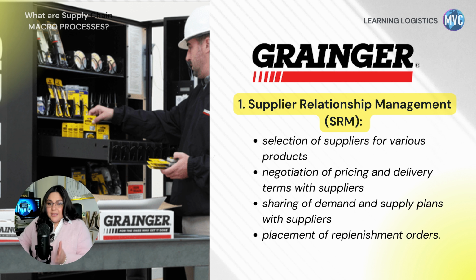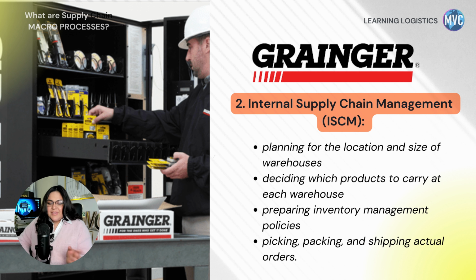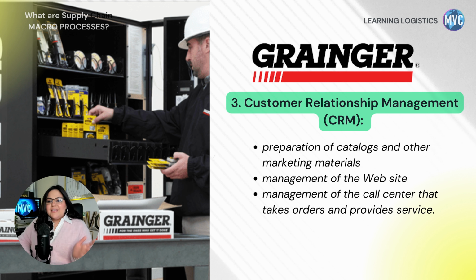Up next, we take a look at their internal supply chain management, or ISCM. The internal supply chain management processes include the planning for the location and sizes of warehouses, deciding which products to carry at each warehouse, preparing inventory management policies, and finally picking, packing, and actually shipping the orders out. All right. And finally, we look at their customer relationship management, or CRM. The customer relationship management for Grainger includes the preparation of catalogs and other marketing materials, management of their website, and management of the call centers that take orders and also provide service.